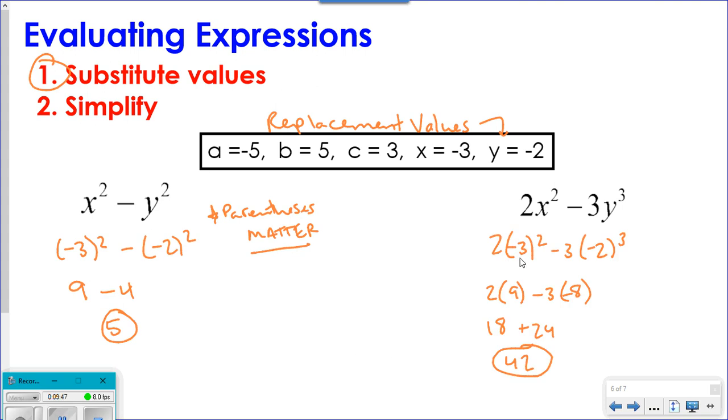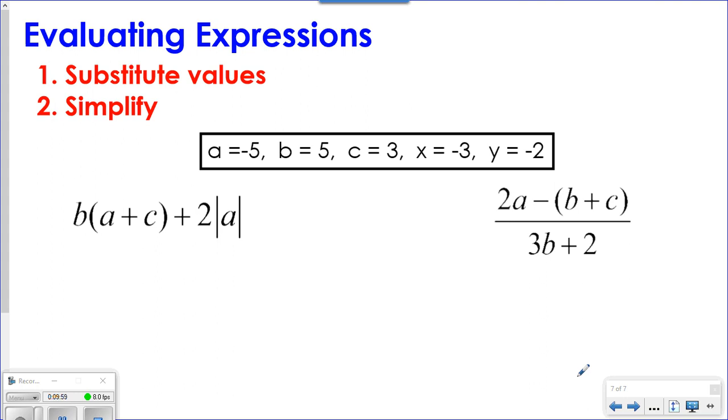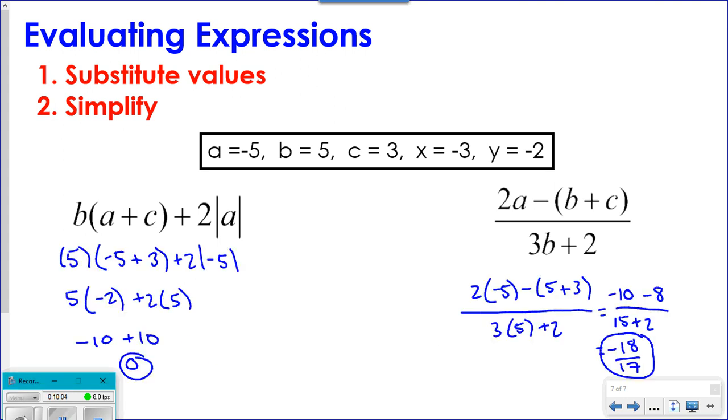Alright, so for this one, we substitute in again using parentheses. Make sure you catch that negative when you cube the -2, your product there is going to be -8. So just make sure you catch that. We go through and simplify, and we get 42. We got 2 more that are a little more complicated. Go ahead, pause, see if you can figure these out.